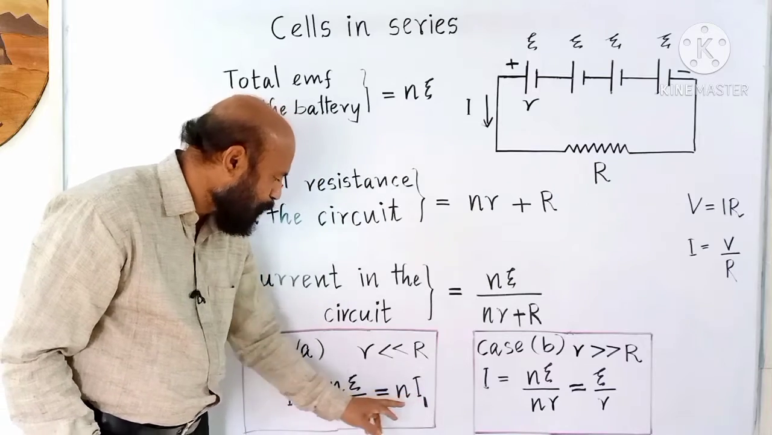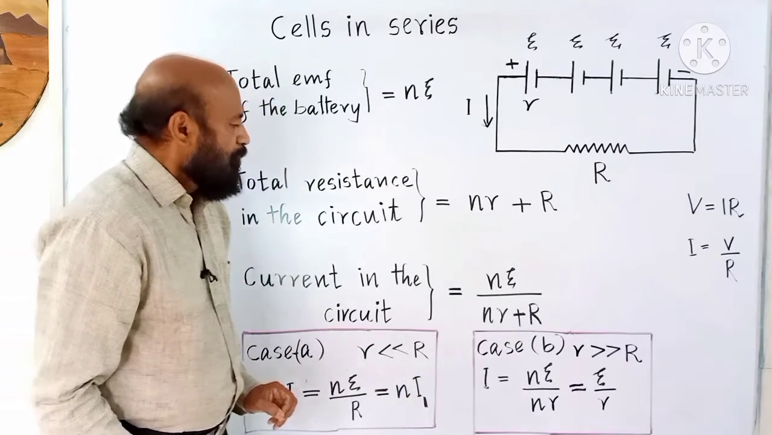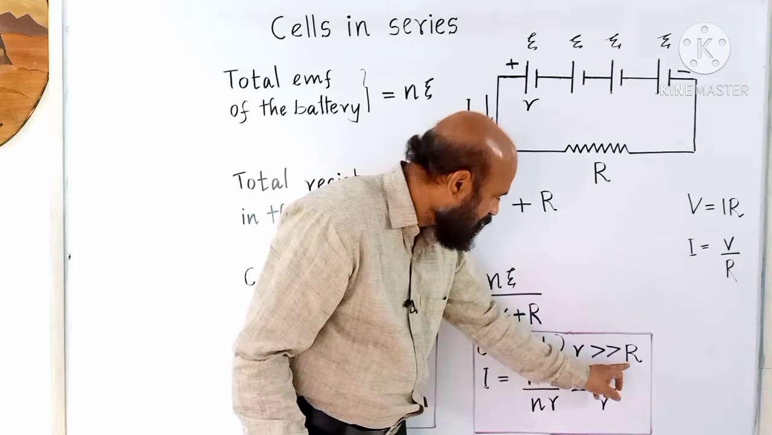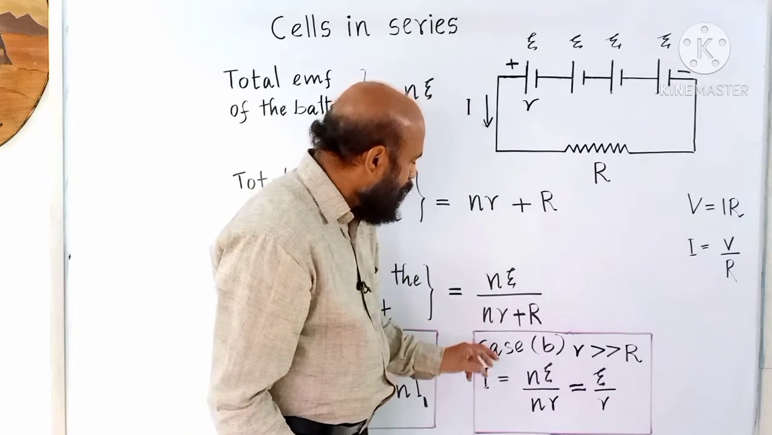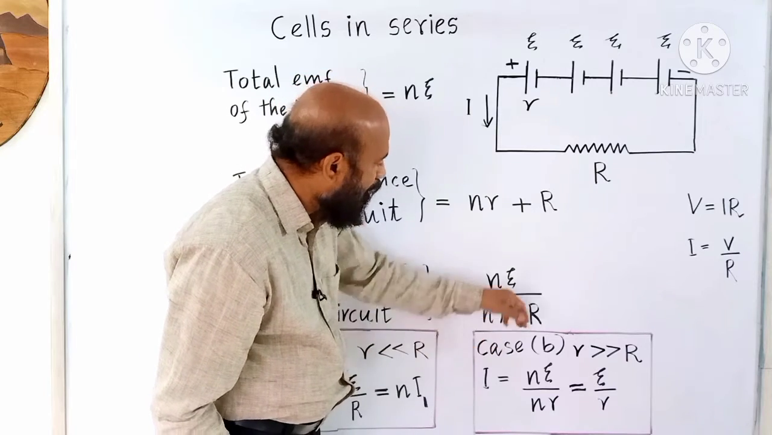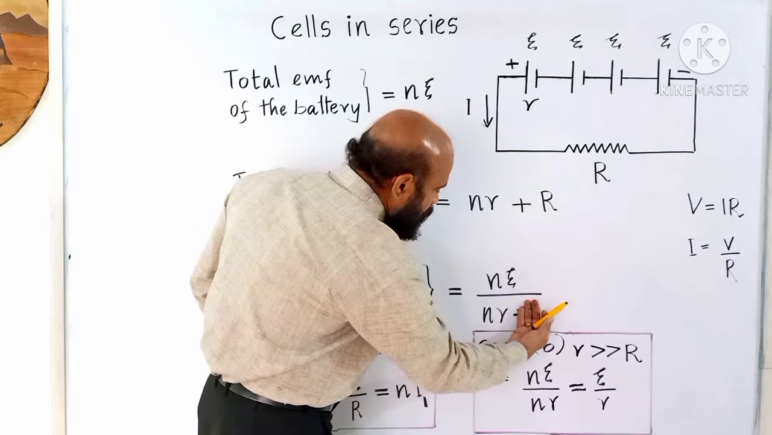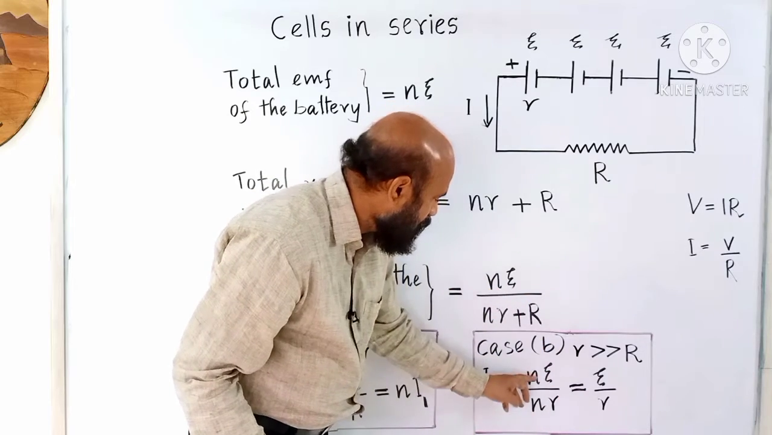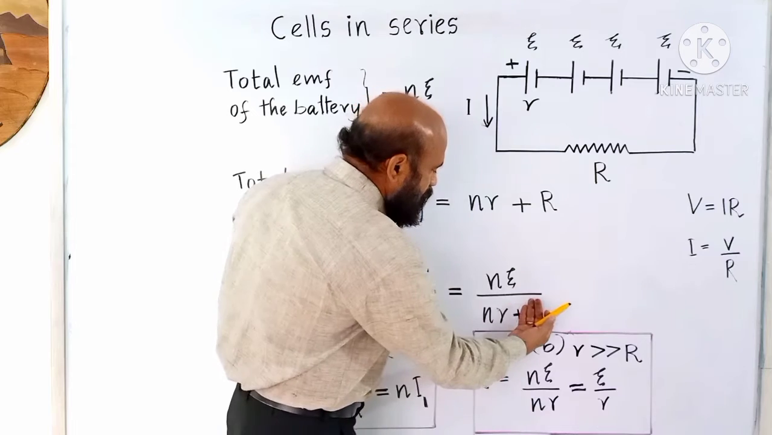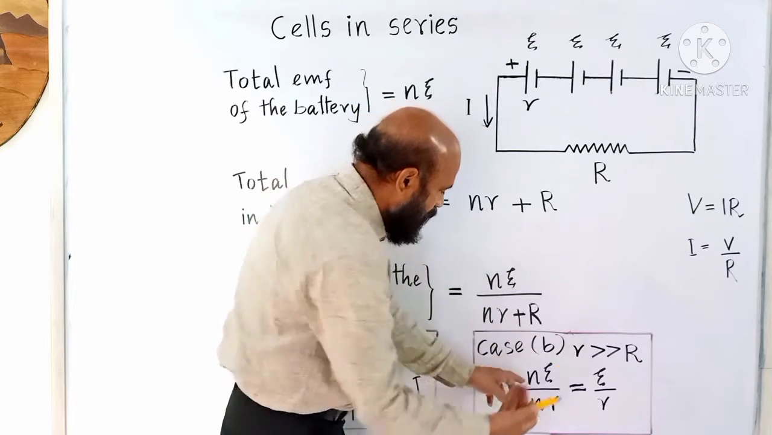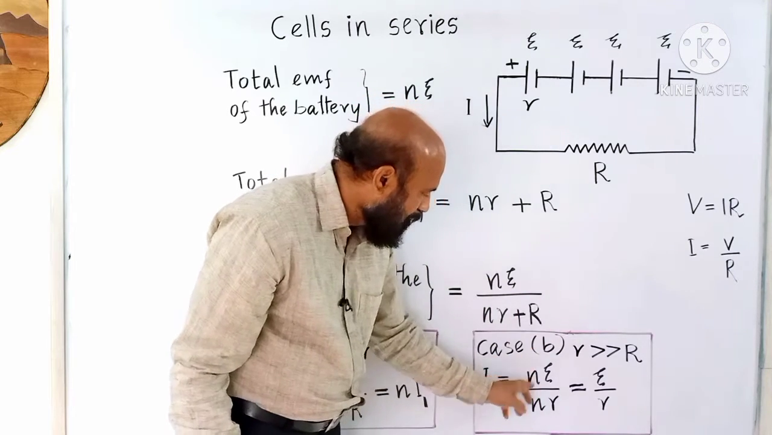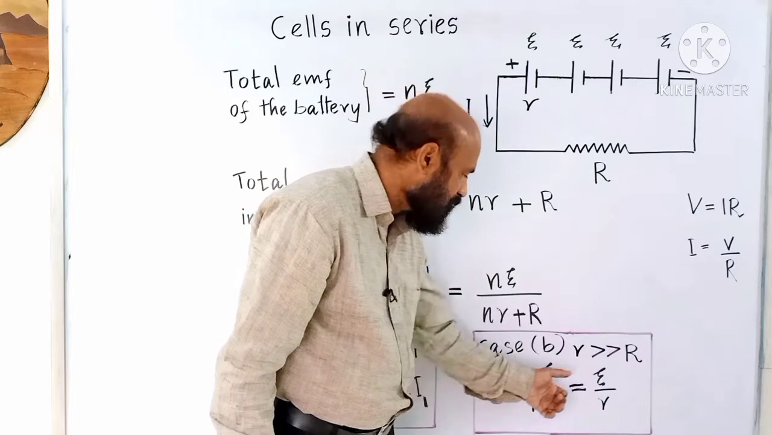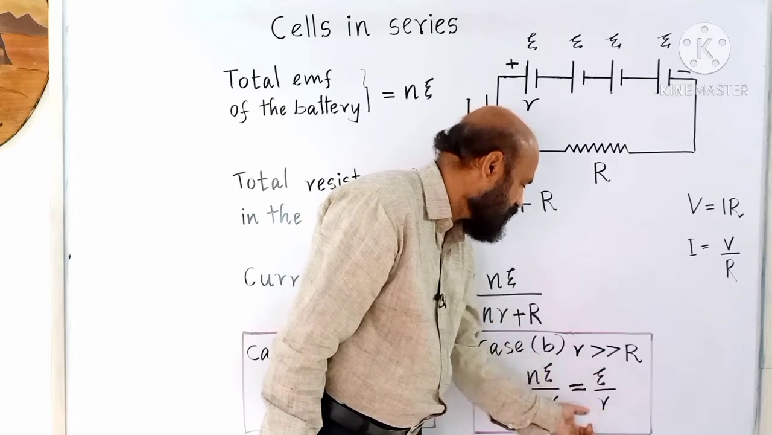This I1 is the current due to a single cell. Now case B, the internal resistance is very much greater than the external resistance. Now this capital R is to be neglected. Then N and N will get cancelled. So N psi by Nr, then N will get cancelled. So the current in the circuit is psi by r. So the current in the circuit is the current due to a single cell.